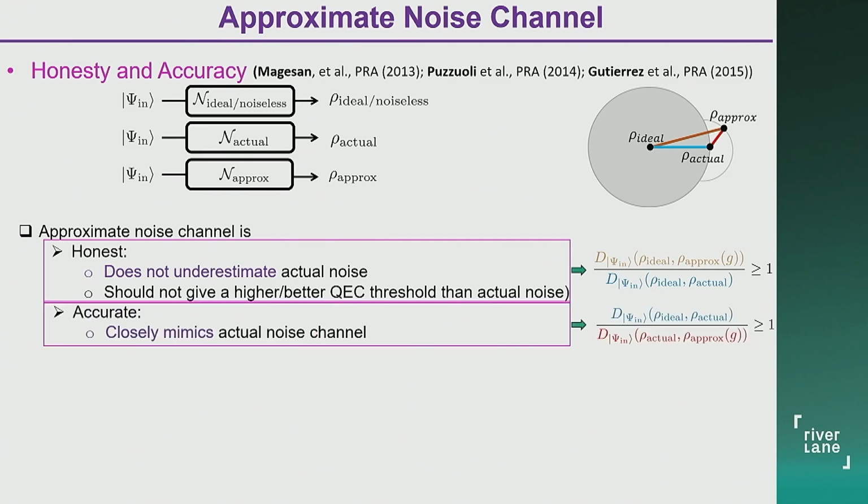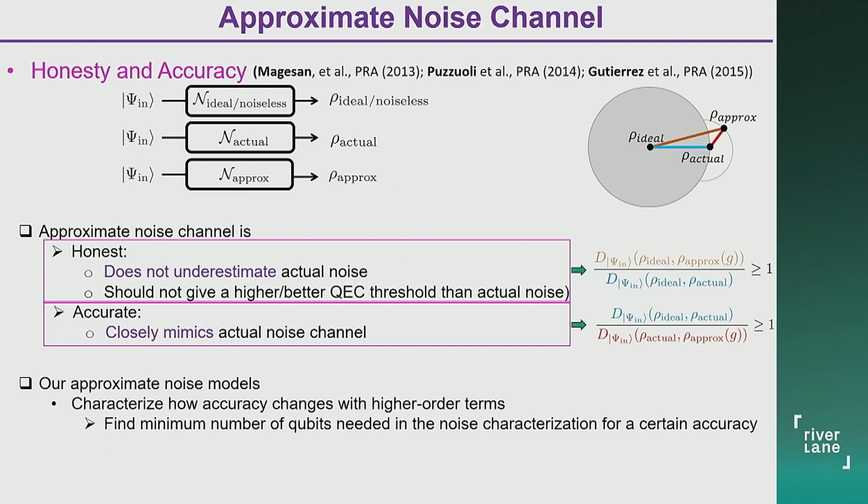And the approximate noise channel is accurate if it closely mimics the actual noise channel, which means that the error introduced due to the approximation must be small, i.e. smaller than the actual noise in the system. We define the accuracy ratio by taking the actual noise divided by the error introduced due to the approximations. An accurate noise channel will then have an accuracy ratio greater than 1.